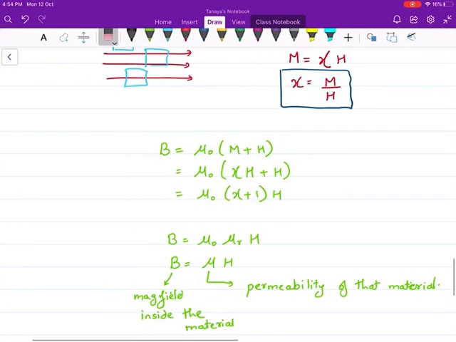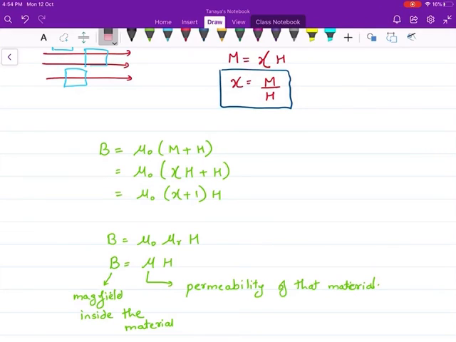You can compare it to if there would have been no medium at all. If there was no material, there is just the magnetic field. Then what is that external magnetic field denoted by? B is equal to mu naught H. Now I have got a relation B is equal to mu naught into psi plus 1 into H. Right? This is for a material.